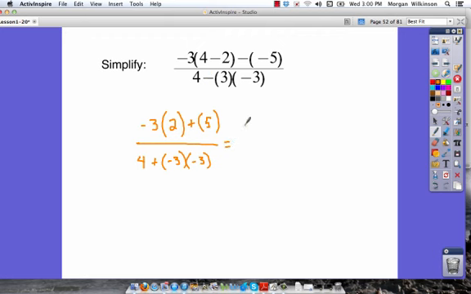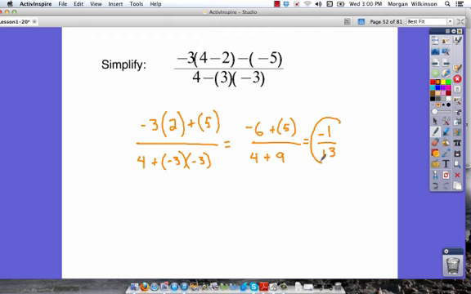We'll simplify again. Negative 3 times 2 is negative 6 plus 5. Then we're going to divide that by 4 plus, and we've got negative 3 times negative 3. The opposite of a negative is a positive. So we've got 9. We've got negative 6 plus 5. Negative 6 plus 5 is negative 1 over 13. So we've got our final answer, negative 1/13.